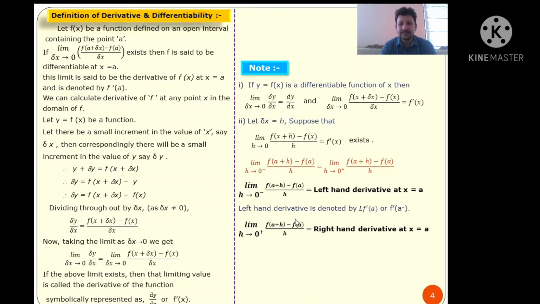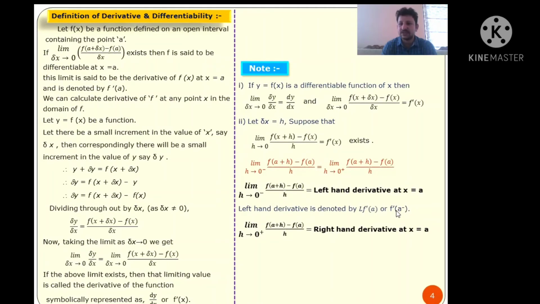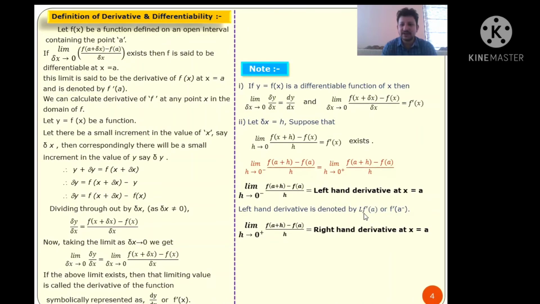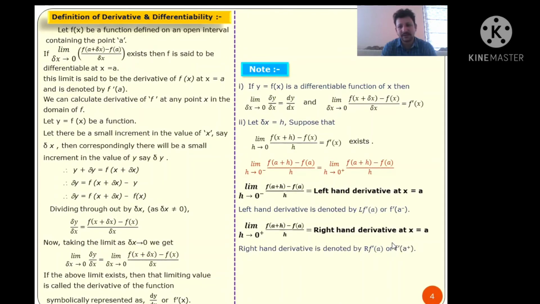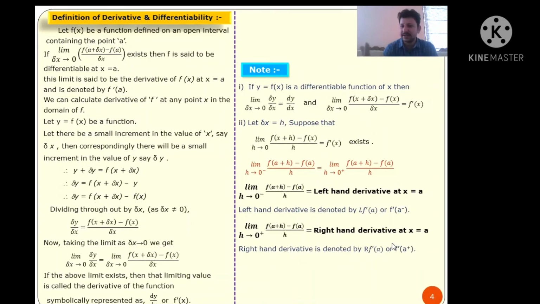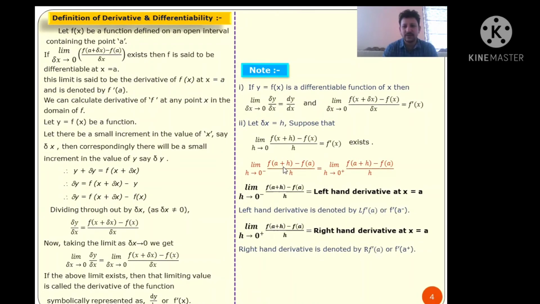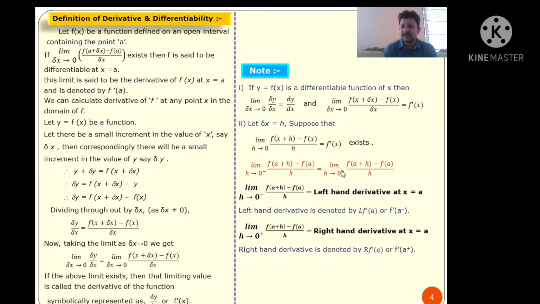Check here, the left hand derivative is denoted by L f dash of a or f dash of a minus. Same way, the right hand derivative is denoted by R f dash of a or f dash of a plus. These are the notations for left hand derivative and right hand derivative. Existence of derivative: if both derivative values are equal, then we say that the derivative exists.